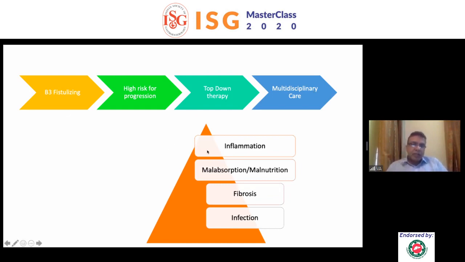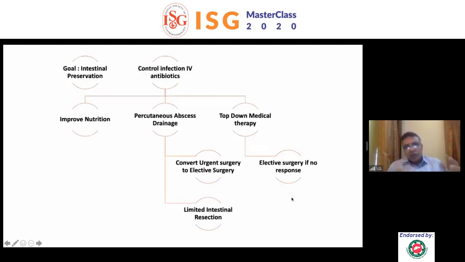We talked in B2 disease that the patient not only has inflammation, he has fibrosis and malabsorption. In B3 disease, add another candidate to it, and that is infection. Very important because you have to get this concept right, because if you do not treat infection and only go for inflammation and fibrosis, you're going to end up with problems. So what is the goal out here? Goal is intestinal preservation.